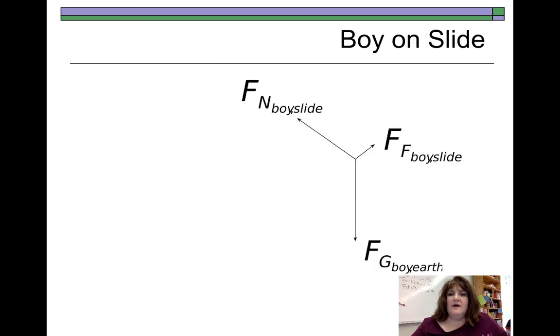Then when you actually draw that force diagram, it would look like this. And if I were to read this clockwise, starting from the 2 o'clock position, force of friction on the boy by the slide, force of gravity on the boy by the earth, and then a force of normal on the boy by the slide.